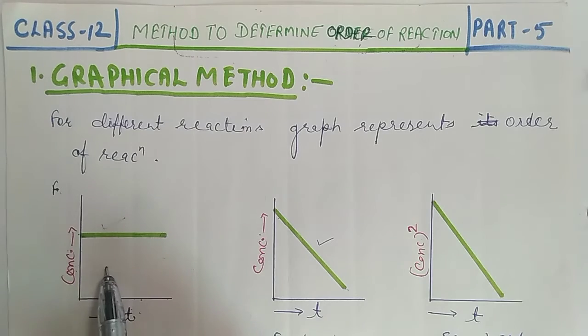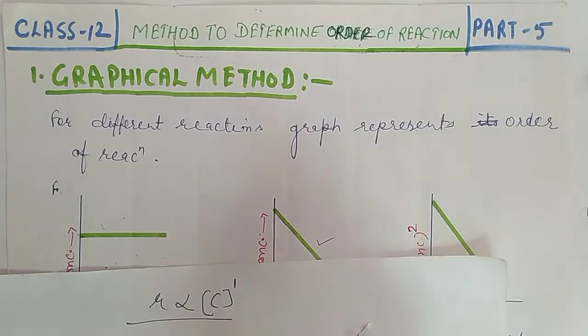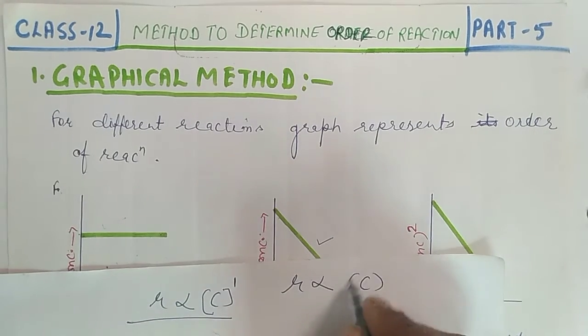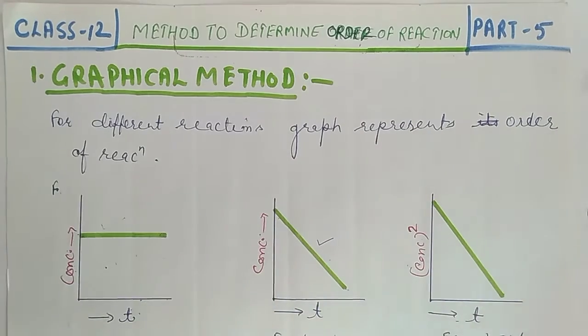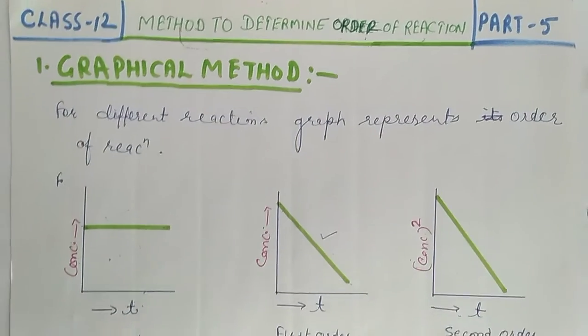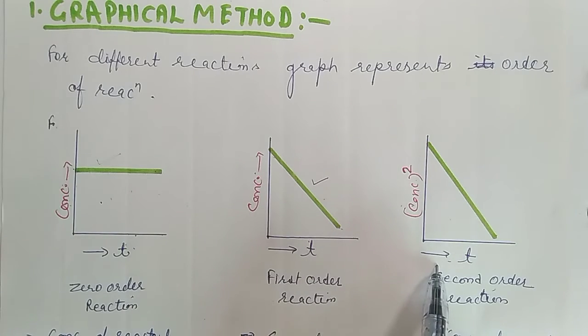If we don't get either type of graph, then we plot a graph between concentration square and time, and then we get a graph just like this. Here it shows that with time the concentration square changes, which means R is directly proportional to concentration square. Concentration square means the order is second. So by the graphical representation we can determine the order of the reaction. This is a zero order reaction, this is a first order reaction, and this is a second order reaction.